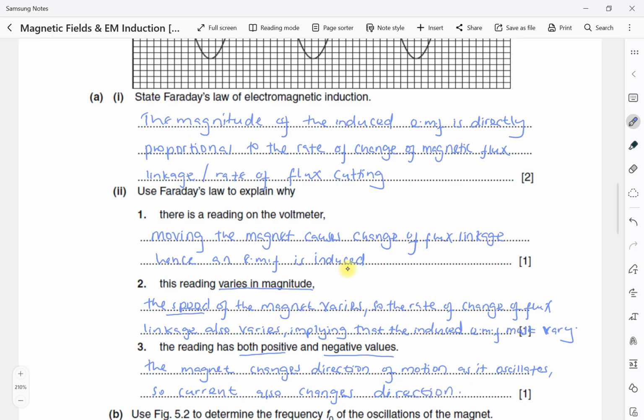So these are the three common questions. Why is there a reading? It's because of motion of the magnet. Why does the reading vary in magnitude? Because of the speed of the magnet, which varies. Why do we have both positive and negative values? It's because of the change in direction. The magnet changes direction of motion as it oscillates.